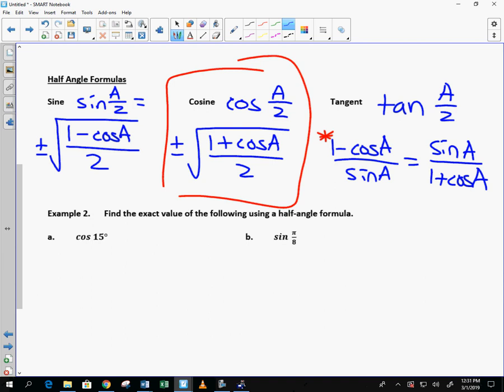I see everybody writing. Looks like most people are getting towards tangent. Tangent of an angle divided by 2, you have two options. You can either use 1 minus cosine of A over sine of A, or you could use sine of A over 1 plus cosine of A. I starred the one that I like to use. I like to use the first one.